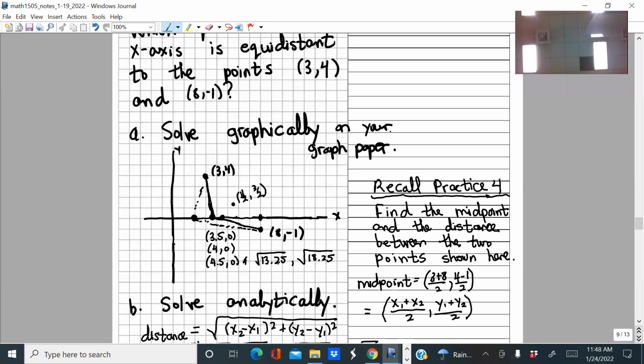So these two distances were square root of 13.25 and square root of 18.25. The big thing is they're not the same, right? Those two distances are not equal, and so this cannot be the answer. Whoever suggested that as an answer, I forgot who it was now, good try, but we can see it's not quite the correct answer.